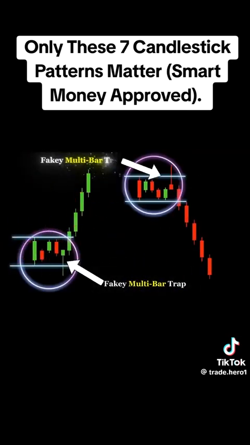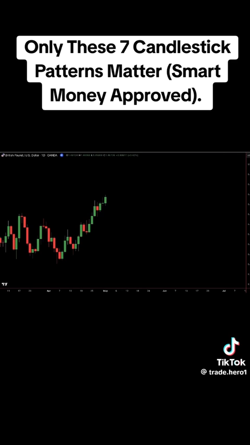Sometimes the fakey forms after 2 or 3 small candles following the inside bar. This creates a deeper trap, giving traders more time to believe in the breakout, which makes the reversal even more painful and more powerful. Look at this chart.